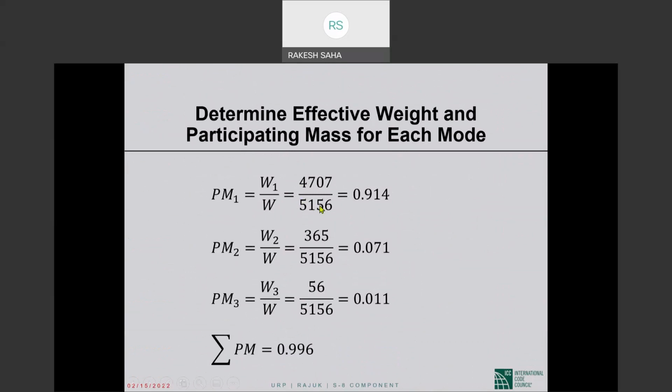Okay, so 51, 57 has become 56 somehow. Okay, so the effective weight of the first mode, 4707 divided by 5156, is 91.4%. The effective weight of the second mode divided by the total weight is 7.1%. And the effective weight of the third mode divided by the total weight is 1.1%.